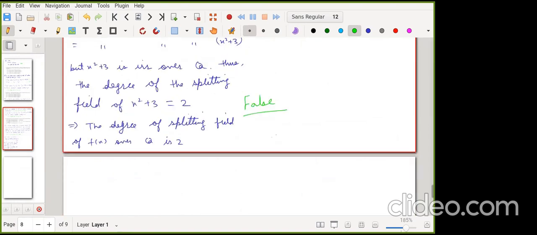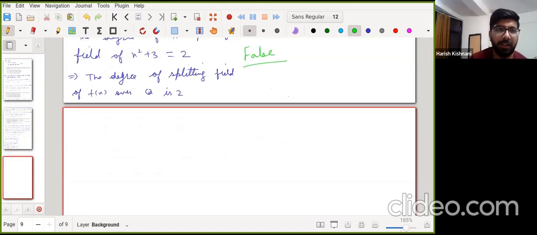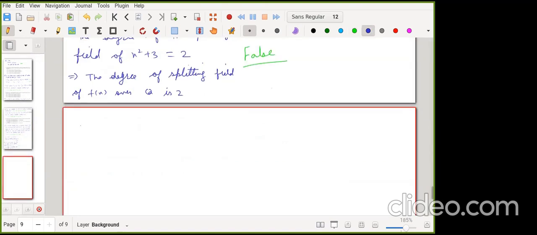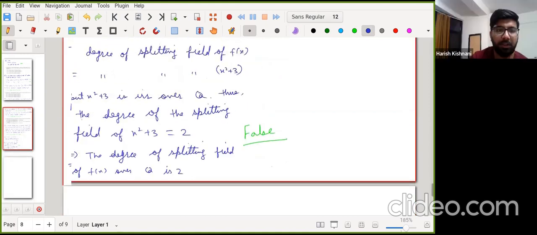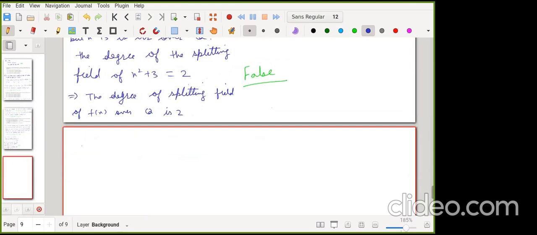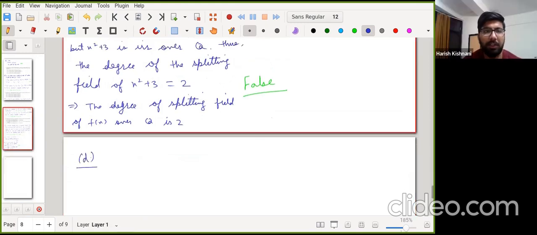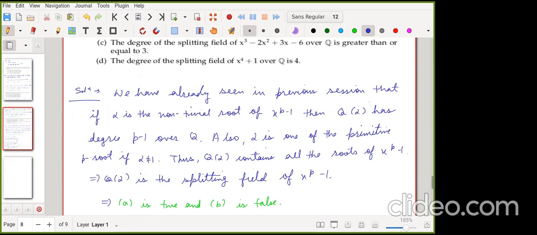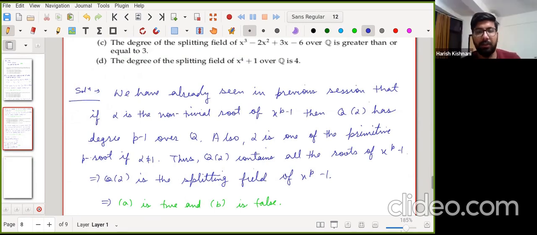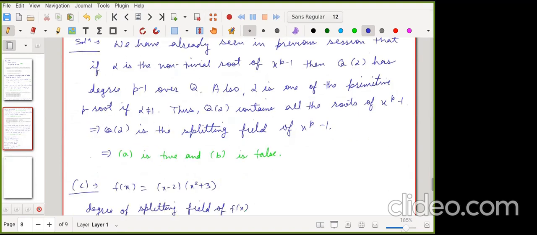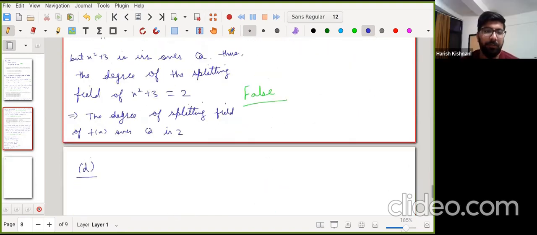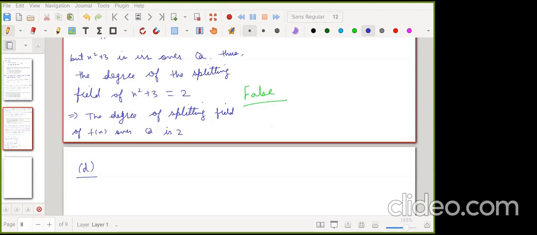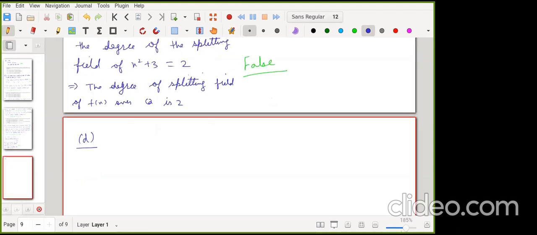Okay, so the last question of this session and also the last question of this course, the last part. So what does it say? The degree of the splitting field of x^4 + 1 over Q is 4. That many times we have seen already. That's already been discussed in the lecture notes. We have also seen this. The splitting field of this polynomial is Q(√2, i).